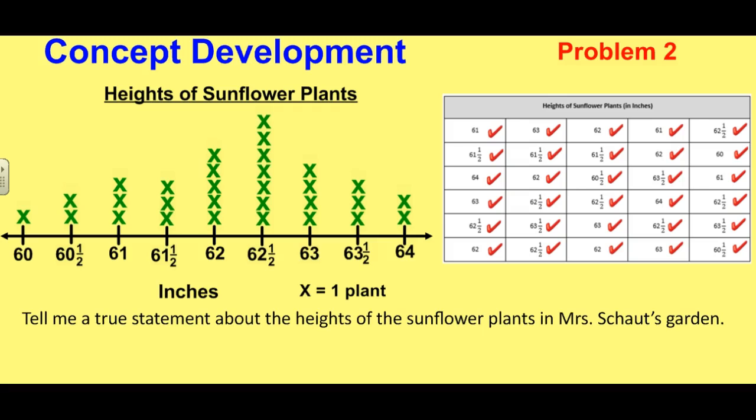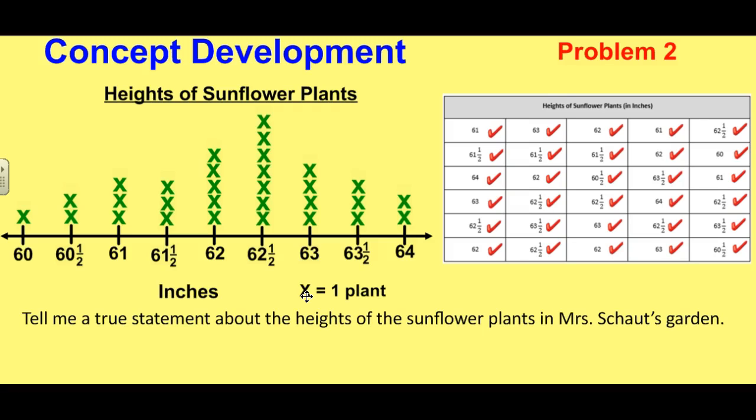Okay, so this is what your line plot should look like. The title of it is Heights of Sunflower Plants, and the way that you got the title was just by looking at the chart. You should have labeled that the numbers were representing inches and that each X stood for one plant. If you put that it was one sunflower plant, that's fine as well because that's the type of plant that we're looking at.